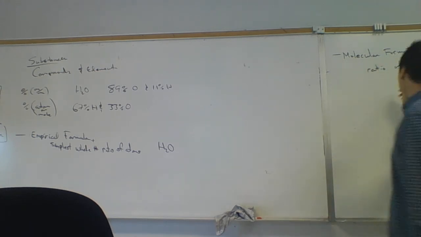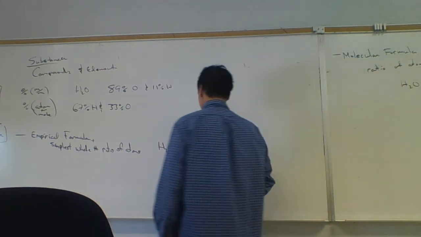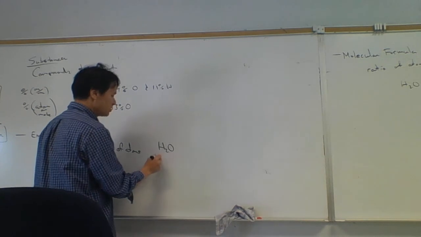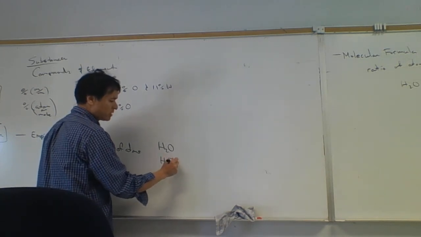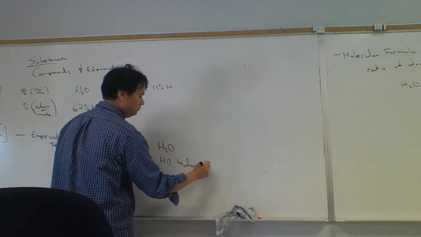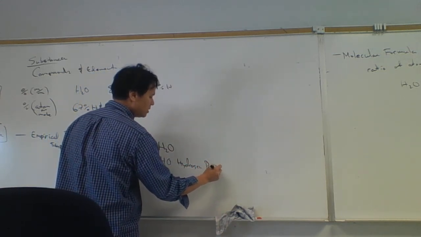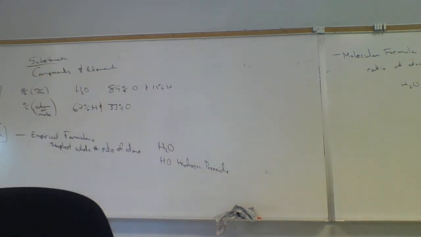And so for water, it'd be the same. For water, the empirical formula and the molecular formula are the same thing. But for hydrogen peroxide, it's different. If we look at the empirical formula for hydrogen peroxide, it would be HO. But if I look at a single molecule of hydrogen peroxide, it's not HO.